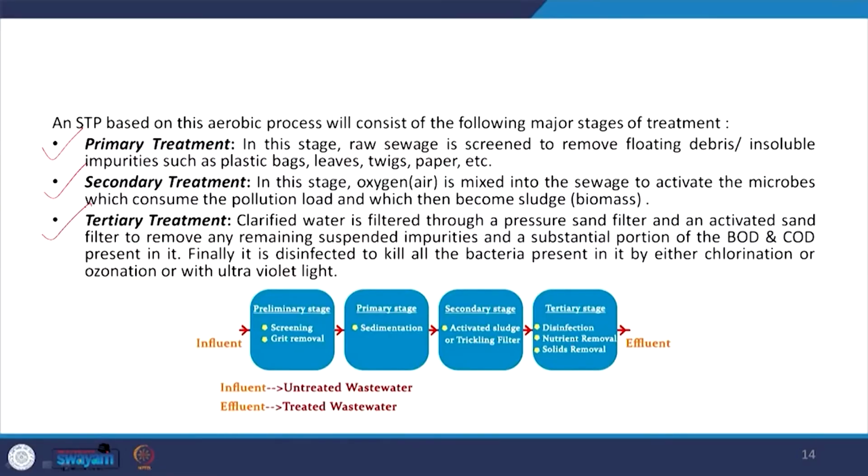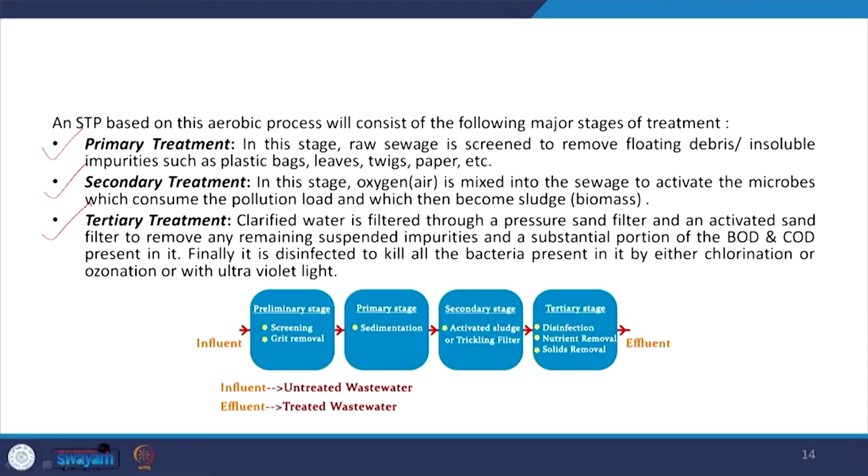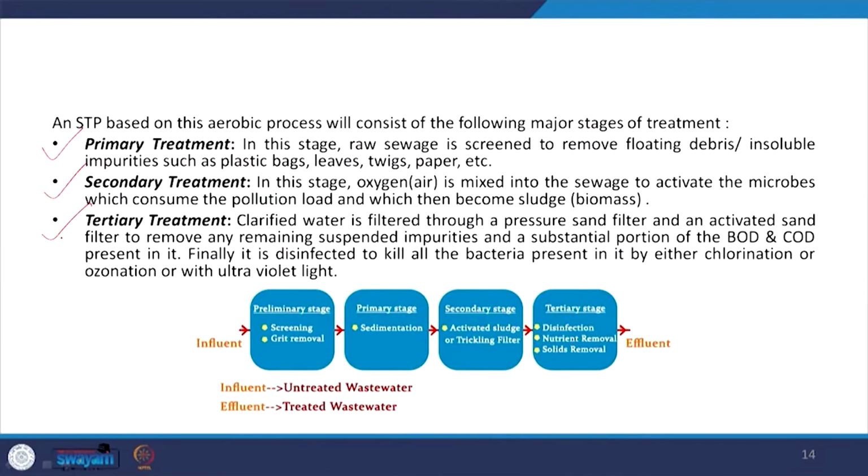And the third stage is where the clarified water is then filtered through multiple screens, multiple filters with pressure, and is further passed through activated sand filters, and there is another layer of purification which is happening in the presence of microbes. Once that is done, it is further purified to kill all the bacteria which is present by either chlorination or ozonation, and after this tertiary treatment, the water becomes fit for drinking. It is good potable water.